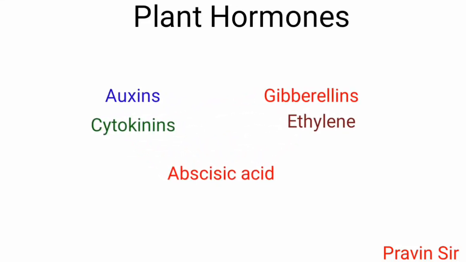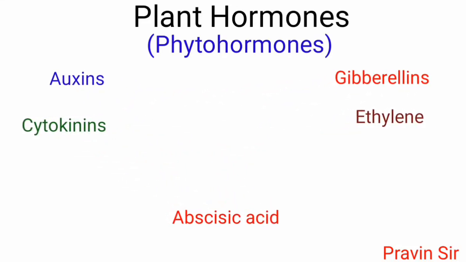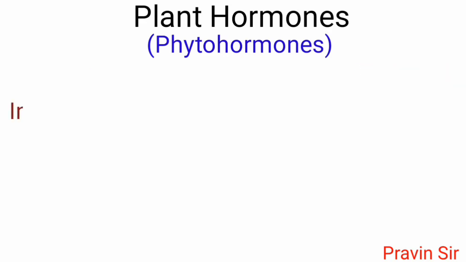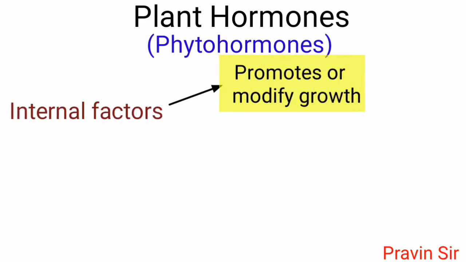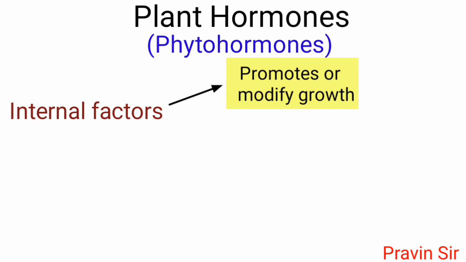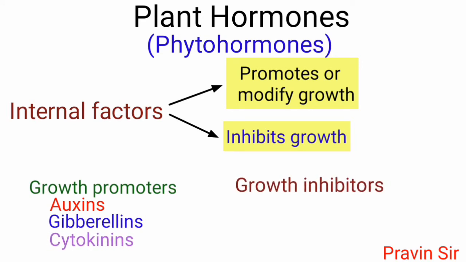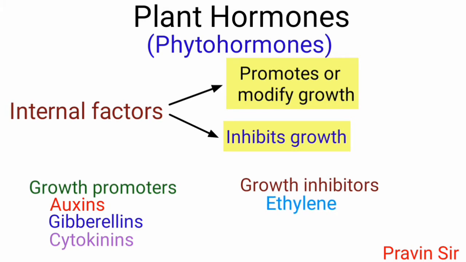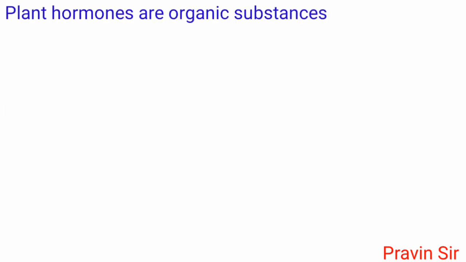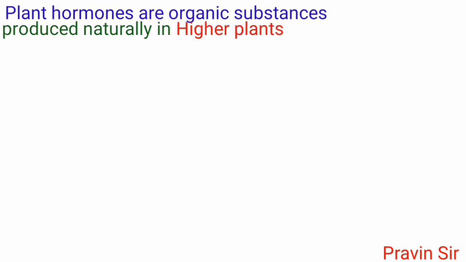Plant hormones are also called phytohormones. They are internal factors that promote or modify growth or inhibit growth. Growth promoters are auxin, gibberellins, and cytokinins. Growth inhibitors are ethylene, which is a gaseous hormone, and abscisic acid. They are organic substances produced naturally in higher plants.